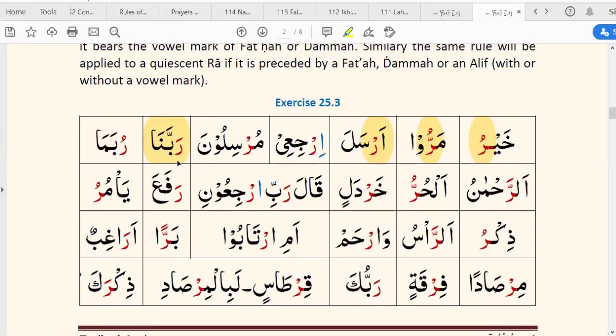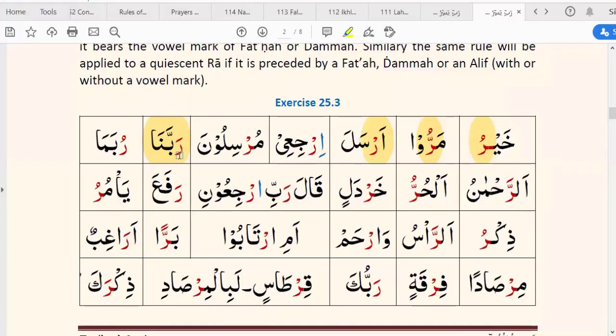Rabbana. Try and keep the sound thick and heavy. Whenever you're pronouncing the thick and heavy letters, your mouth is in a round shape. When you're pronouncing the thin letters, your mouth is in a smiling shape. But when you're pronouncing the thick letters, your mouth is supposed to be in a round shape.